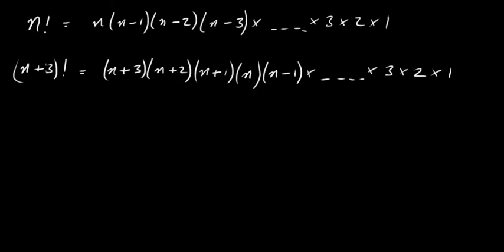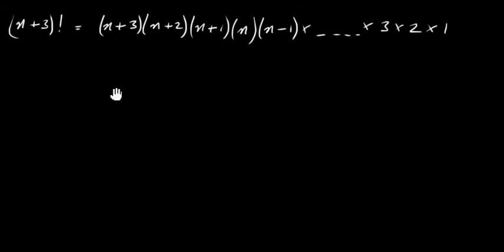Okay, so let's have a look at some algebraic calculations that we can do using factorials. I'm just going to do a few examples. So let's take n plus 1 factorial, and we're going to divide that by n factorial. So how would you do this?